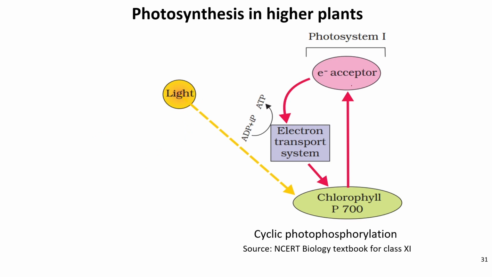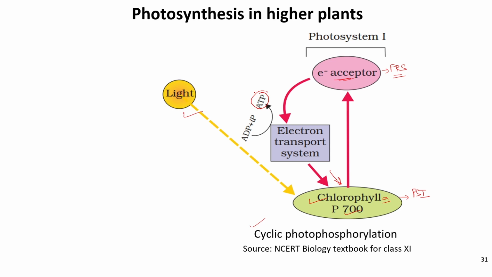Now this is the flowchart of cyclic photophosphorylation. Only photosystem 1 is involved, which has the reaction center P700. A single chlorophyll a molecule is present as the reaction center. It gets excited by absorption of photons. The electron receptor here is FRS. The electrons then cycle back to the reaction center again, and in the process ATP is produced.